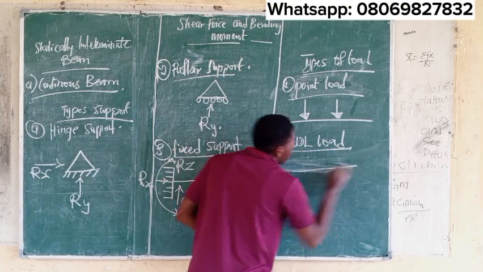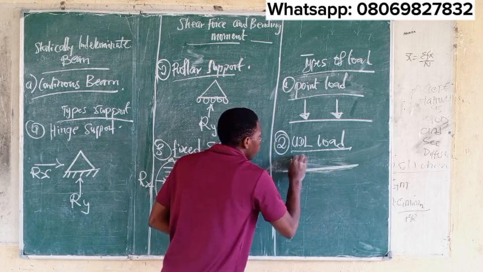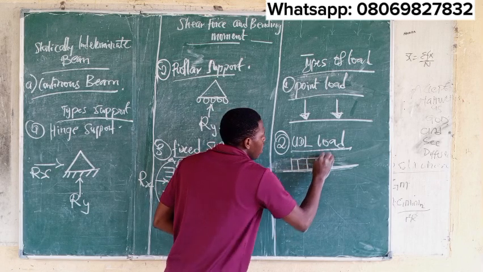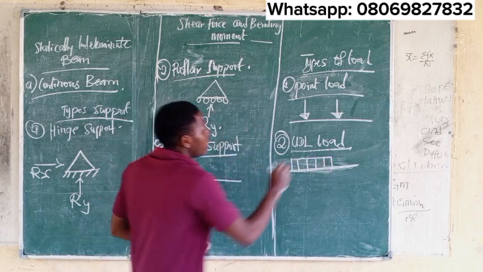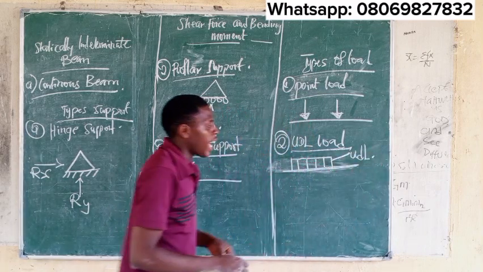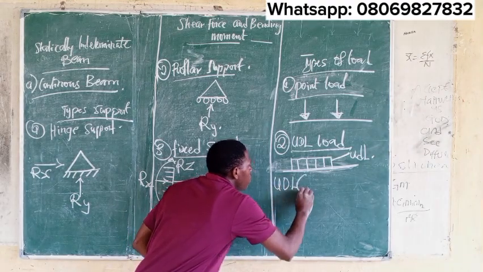Let's say this is our beam, and you have a load of this manner. This load is called a UDL load. And you know that the UDL simply means what?